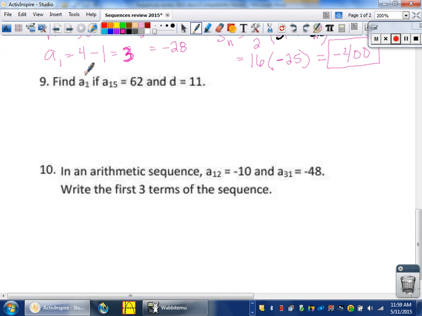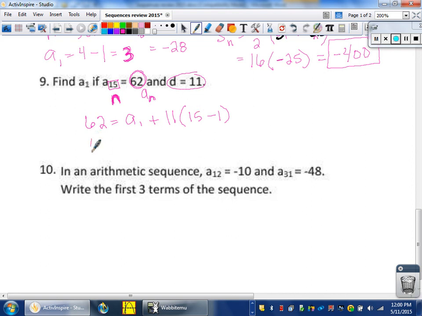Back to arithmetic. What is the first term when the 15th term is 62 and it has a difference of 11? This is your n value. This is your a sub n value. And this is, of course, your difference. Because this is arithmetic, we're going to plug it into the formula. a sub n is equal to the first term plus the difference times the number of terms minus 1. The subscript is always your n value. So 15 is your n value.